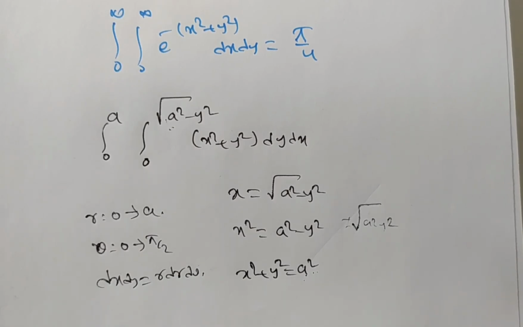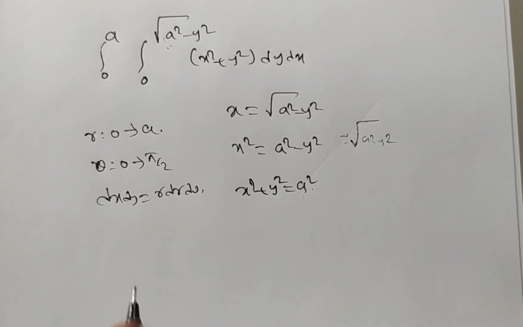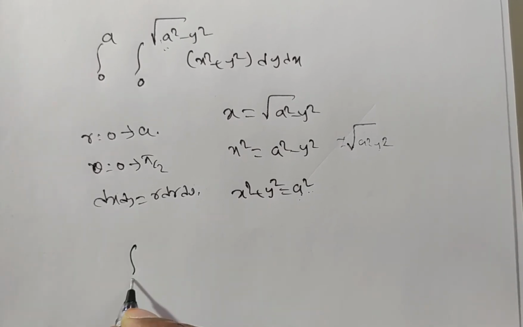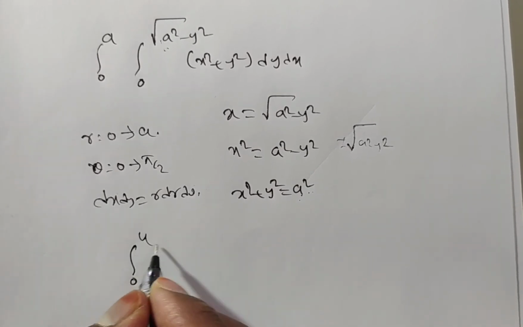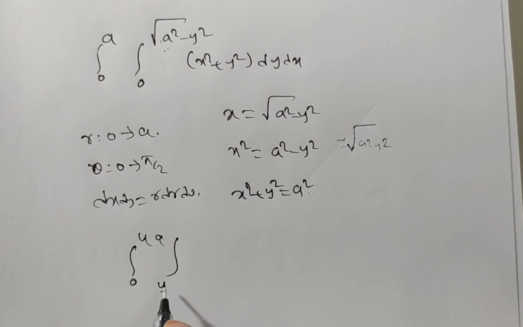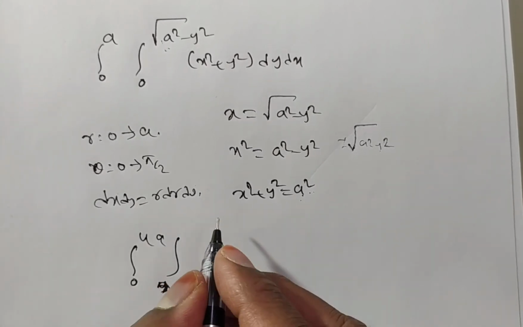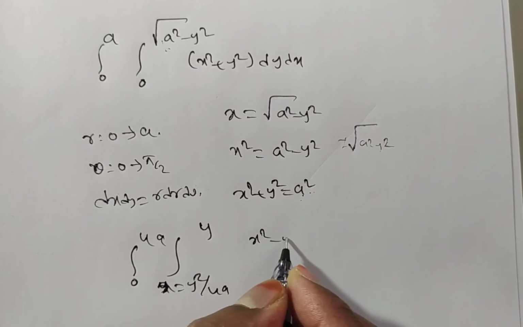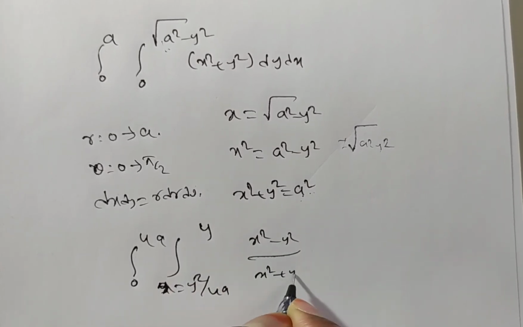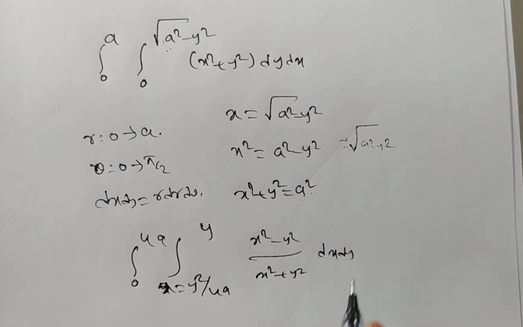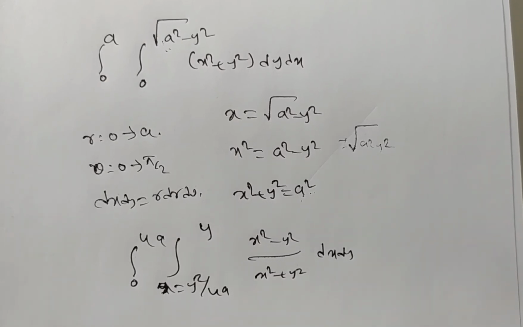Like this, one more problem I will give you. You see, evaluate integral 0 to 4a and integral x is equal to y square by 4a to y, of x square minus y square by x square plus y square dx dy. Like these problems, you have to follow the same procedure.